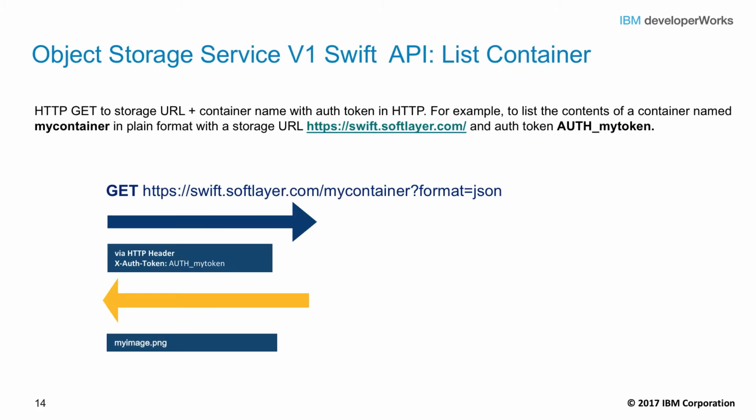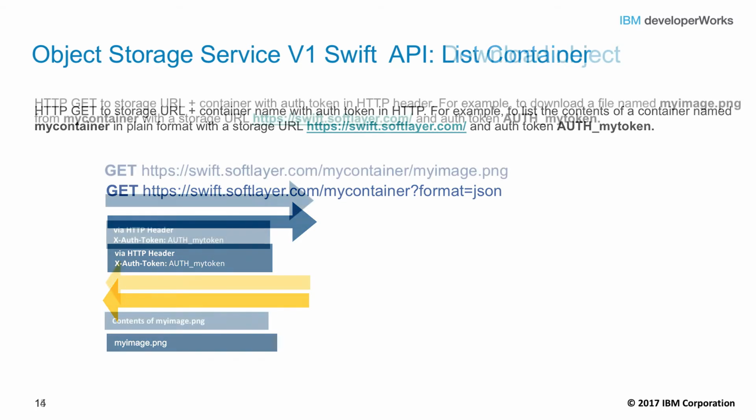Listing containers is done with an HTTP GET. Again, you provide the URL followed by the container name. If you use the format=XML or format=JSON query parameter, the response shows extended container information serialized in the specified format. If you append the format=plain query parameter or don't use a format parameter at all, the response lists only objects separated by new lines.